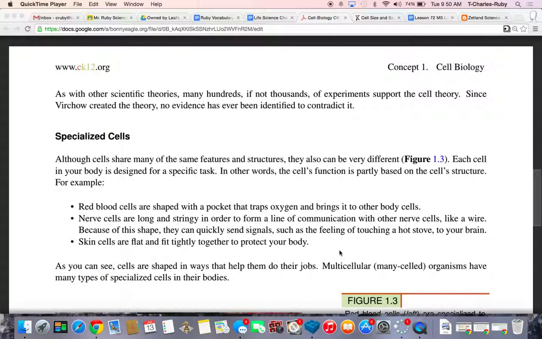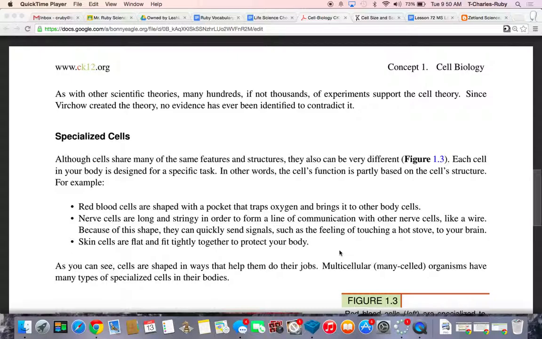Specialized cells. Although cells share many of the same features and structures, they also can be very different. Each cell in your body is designated for a specific task. In other words, the cell's function is partly based on the cell's structure. For example, red blood cells are shaped with pockets that trap oxygen to bring it into other body cells. Nerve cells are long, stringy, in order to form a line of communication with other nerve cells, like a wire.